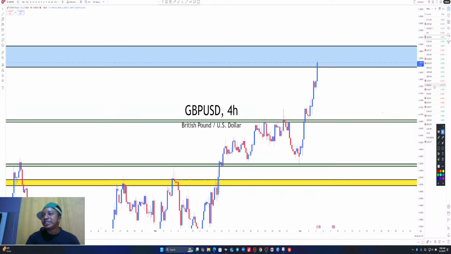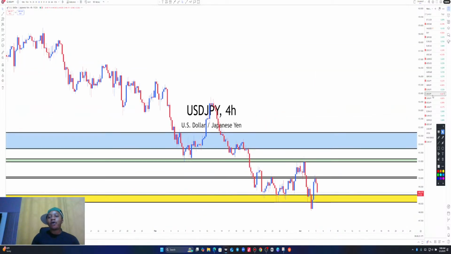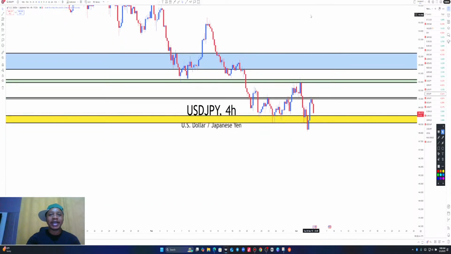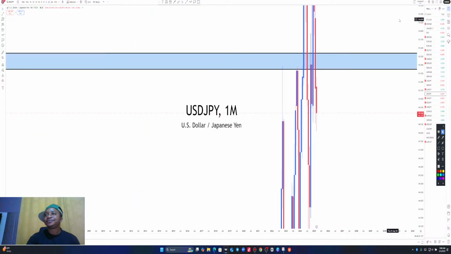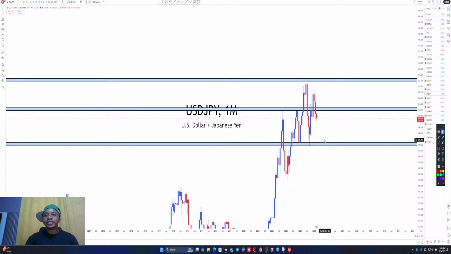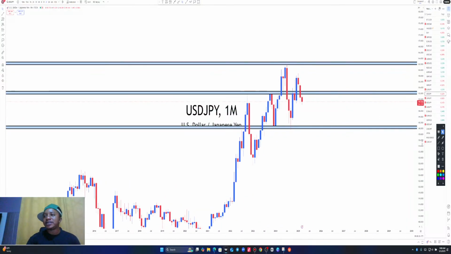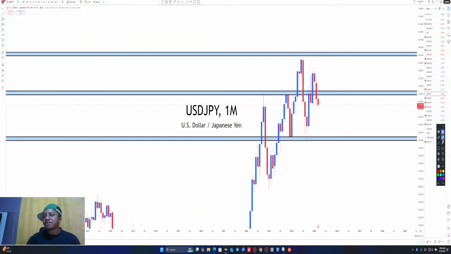Let's go to USD/JPY. What is happening on this pair? Yesterday, we talked about selling opportunities on this pair. Is it still valid? Let's find out as we go through the monthly together. All right, so this is USD/JPY on the monthly time frame. On the monthly time frame of this pair, we have the monthly upper zone, the mid-range zone, and then the lower zone over here as well.